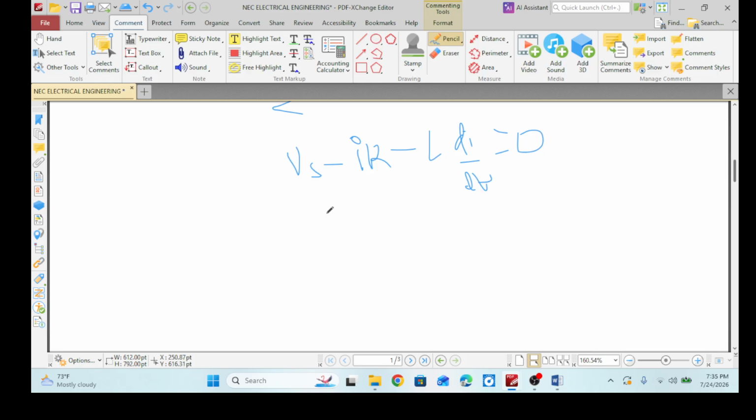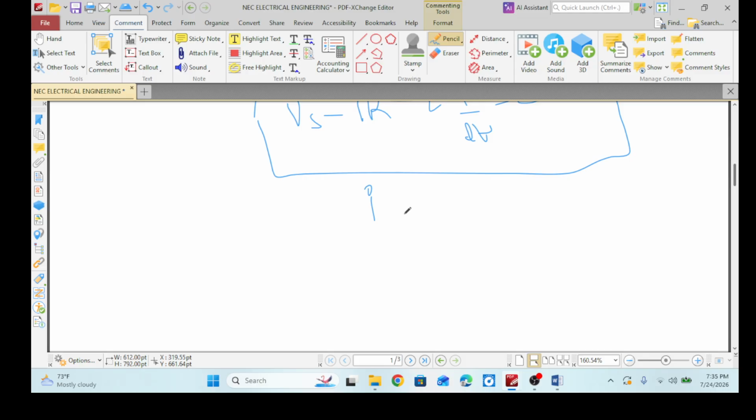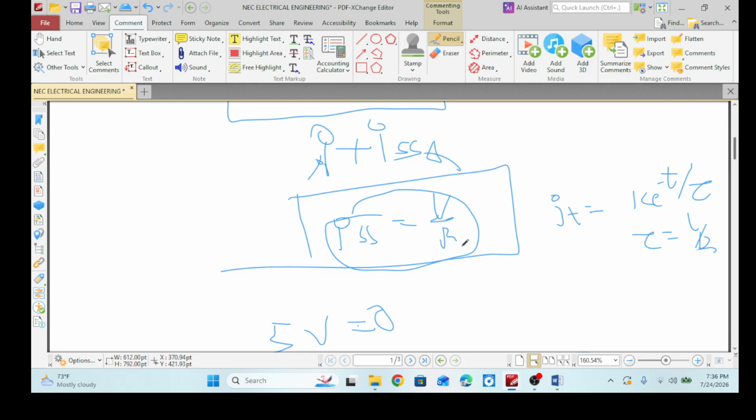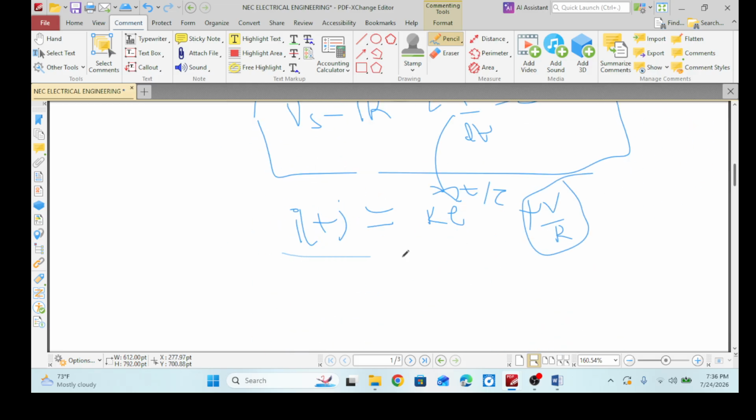Now this equation would give us I(t) as k e to the power minus t by tau plus V by R, and I_SS is nothing but V by R, that is the total current.